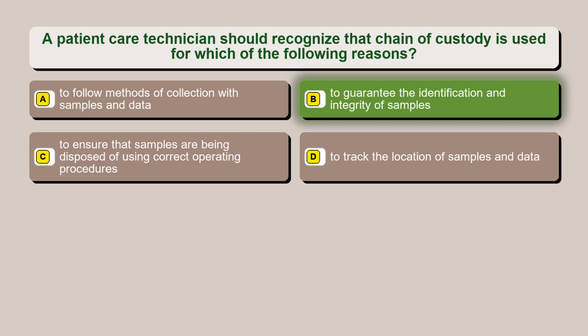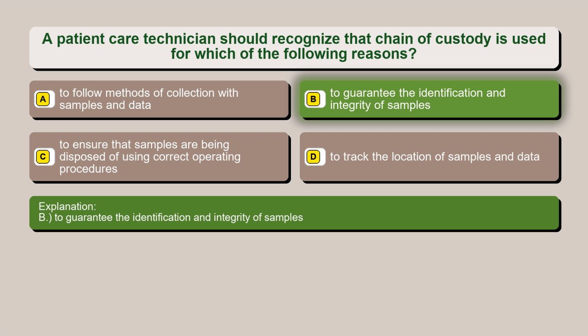The correct answer is option B. To guarantee the identification and integrity of samples. B. To guarantee the identification and integrity of samples.